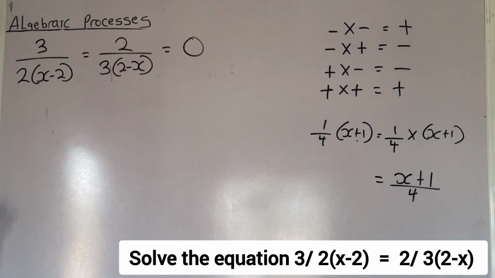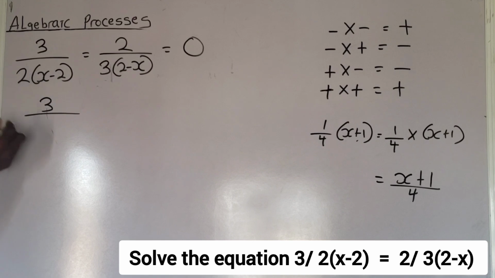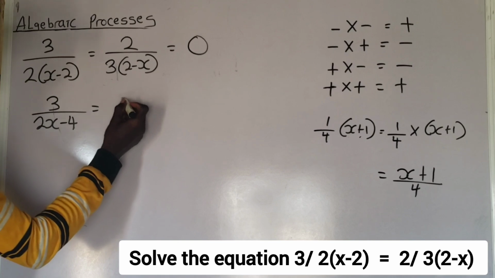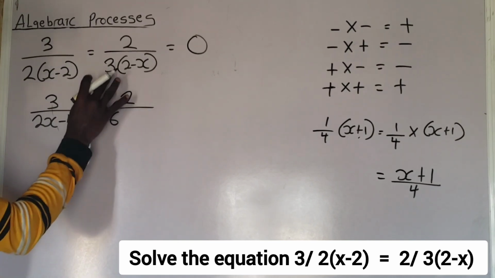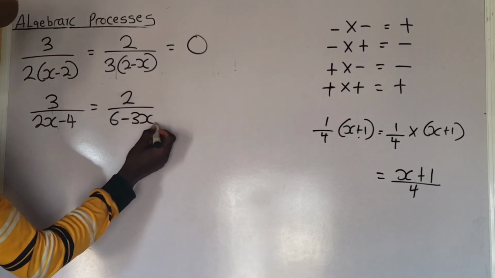Now let's start by opening the bracket. For this I'm going to have 3 all over 2 multiplied by x, that is 3x over 2. 2 multiplied by negative 2, that is negative 4, is equals to 2 all over 3 multiplied by 2 is 6. 3 multiplied by negative x is negative 3x. You understand what I'm saying?